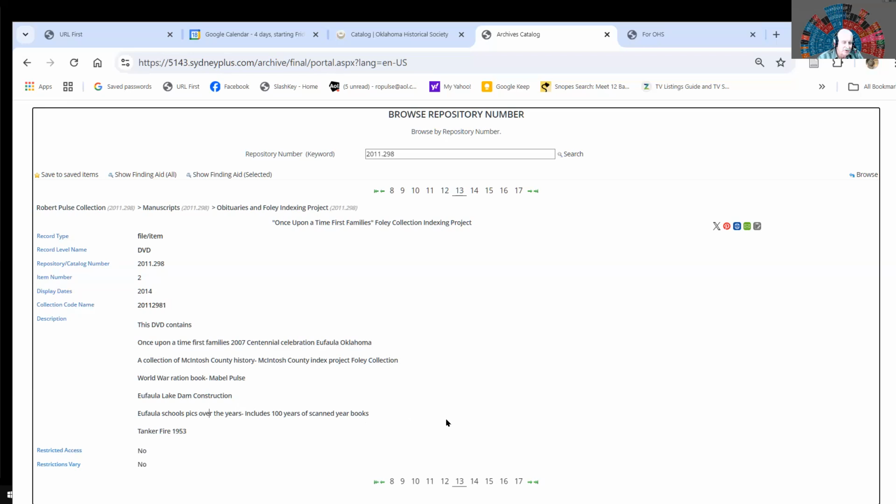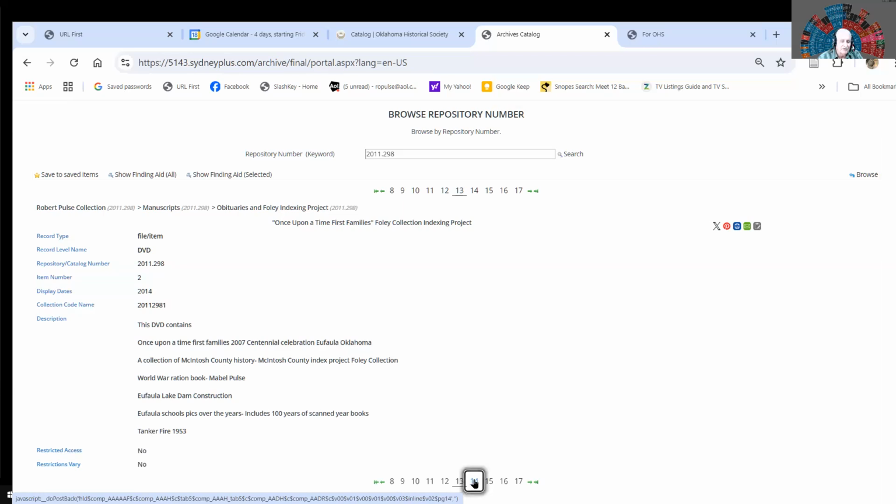Eufaula school pictures over the years includes 100 years of scanned yearbooks. Okay. And then here's a tanker fire that occurred in 1953. There were a lot of photographs taken of that. When we were doing the 2000 Centennial collection, people would bring us stuff, and the provenance wasn't necessarily well documented. They'd just drop it off at the library, and we'd include it in the Centennial. But there's a lot of stuff in there.